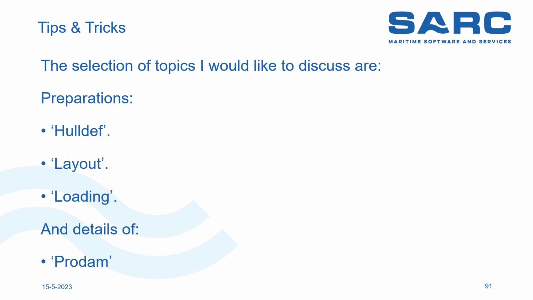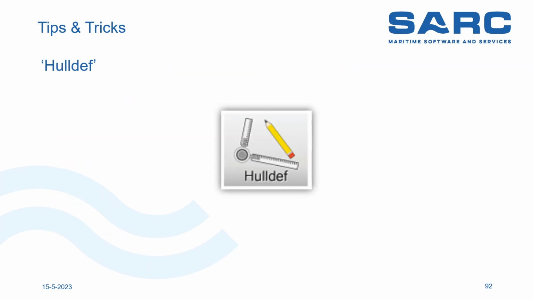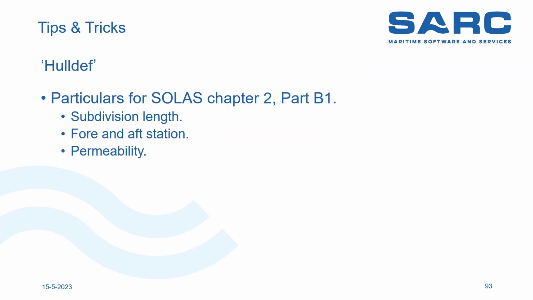The selection of topics I would like to discuss are the preparations in HULDEV, layout and loading, and then more details of Probdam. I think we have time to do them all. HULDEV: the particulars for SOLAS chapter 2, part B1, subdivision length, aft station and permeabilities, and the vertical escape hatches.